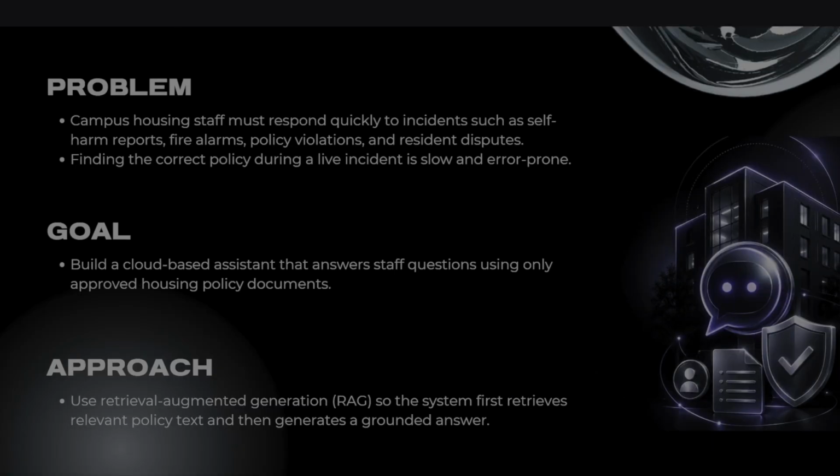The problem we're addressing is that housing staff often need to respond quickly to situations like fire alarms, self-harm reports, or policy violations. But finding the correct policy during a live incident can be slow and error-prone. Our goal was to build a system that gives fast, accurate answers based strictly on approved housing policies. To achieve this, we used a technique called Retrieval Augmented Generation, or RAG. Instead of generating answers freely, the system first retrieves relevant policy text, then generates an answer grounded in that content.